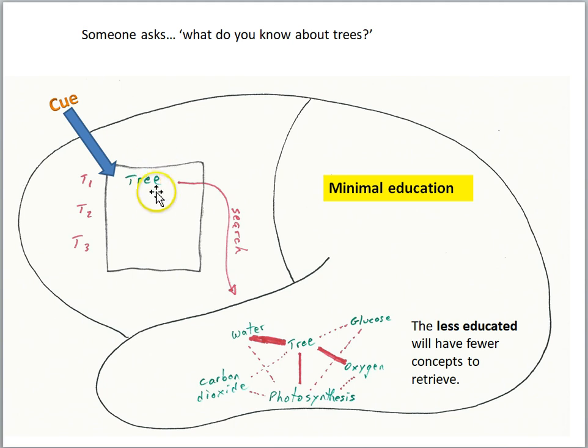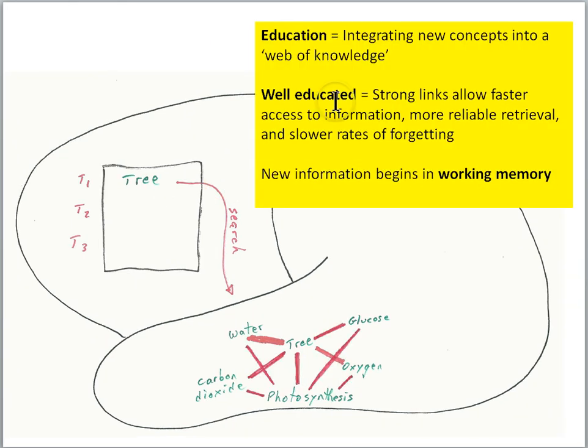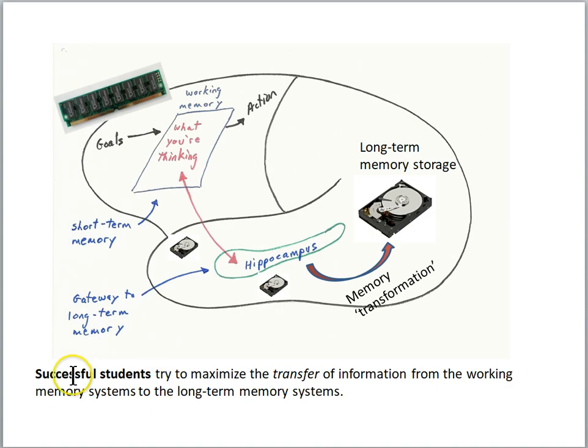But again, it's the working memory system that has the access to the long-term memory system. That's the significance for our purposes right now. So what is it to get an education? We want to be integrating new concepts into a web of knowledge, right? The well-educated person has strong links, allowing faster access to the information, more reliable retrieval, and slower rates of forgetting. But again, for our purposes, every time we're learning something new, it begins in working memory.